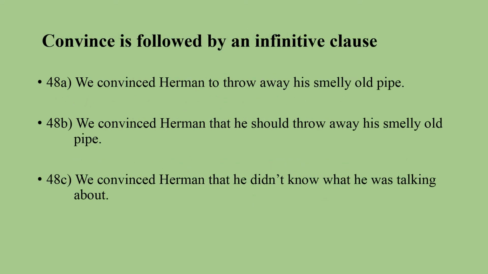If we see in this slide, sentence 48a, we convinced Herman to throw away his smelly old pipe. 48b, we convinced Herman that he should throw away his smelly old pipe. And 48c, we convinced Herman that he did not know what he was talking about. Unlike agree, convince is followed by an infinitive clause with overt subject. We convince another person to do something. That is, we use language successfully with another person, causing him or her to do something. We can also use language successfully with somebody, causing him or her to accept the truth or validity of some statement. That is what the full clause expresses, like 48b and 48c.